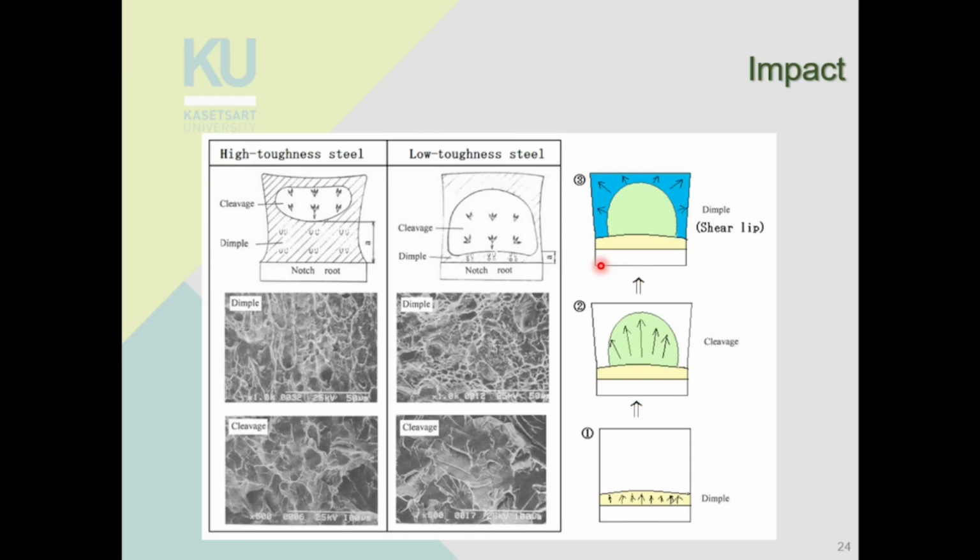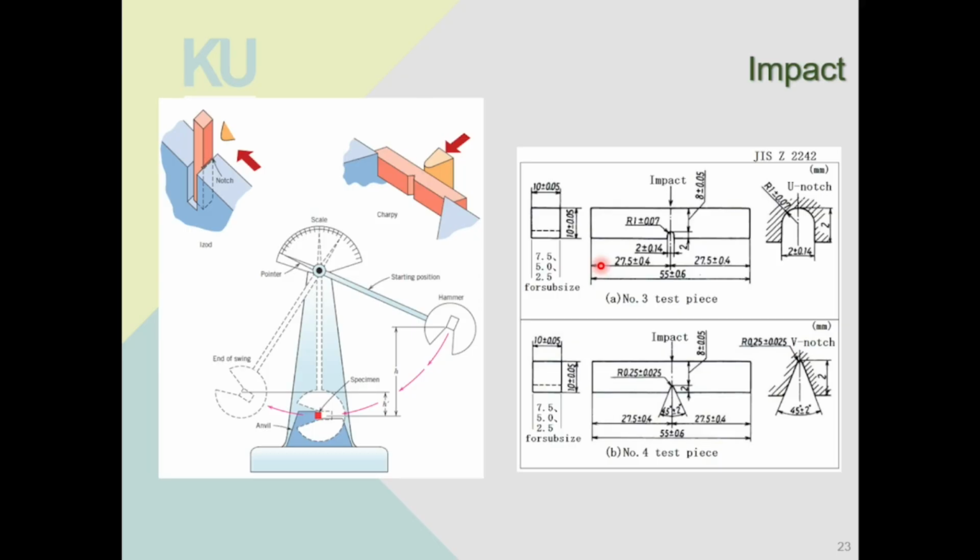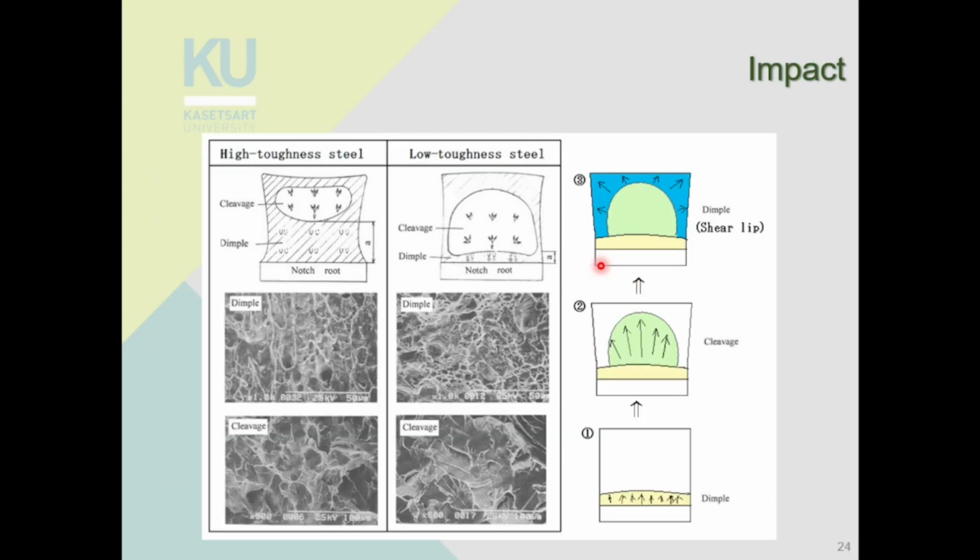If the hammer, after hitting the specimen, goes up to quite a low height of H prime, that means that material is a high toughness material. Okay? It absorbs a lot of energy before it breaks.